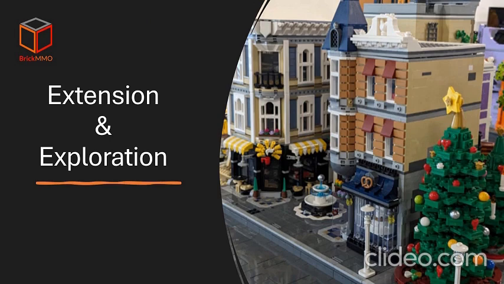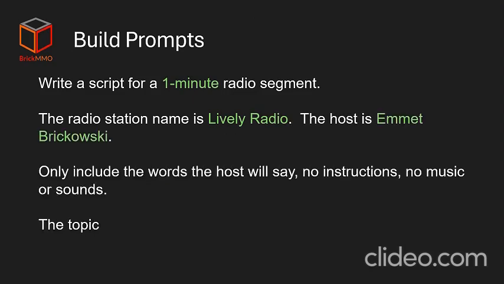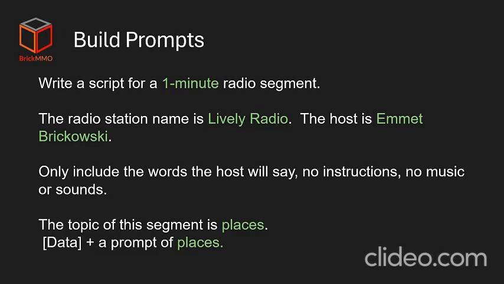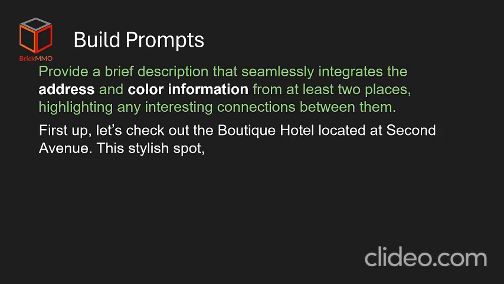For example, in this project, using OpenAI for prompt generation was really interesting. At the beginning, a general prompt is used to get OpenAI to work, with the duration, radio name, and host name clearly specified. When it comes to topics, I need to structure the data. For example, in the places topic, the data is grabbed from MySQL, including address and module colors.